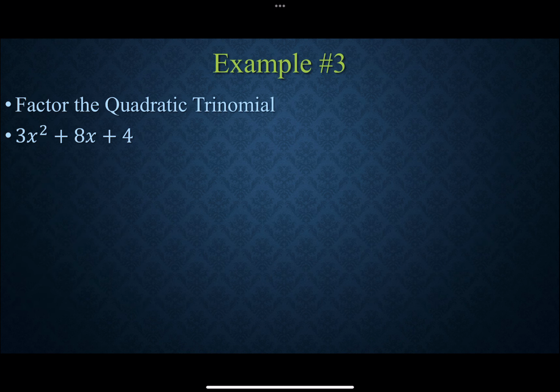So for something like this right here, we would start off by doing 3 times 4, which equals 12. And we're looking for the factors of 12. It's a positive 12, so they have to be the same sign. It's a positive 8, so they're both positive. So we look at all our factors of 12 and see which pair adds to be 8, and that would be the 2 and the 6. Now, it's not to say it's going to be plus 2 and plus 6 in the parentheses. That's what's going to split the 8x into a 6x and a 2x.